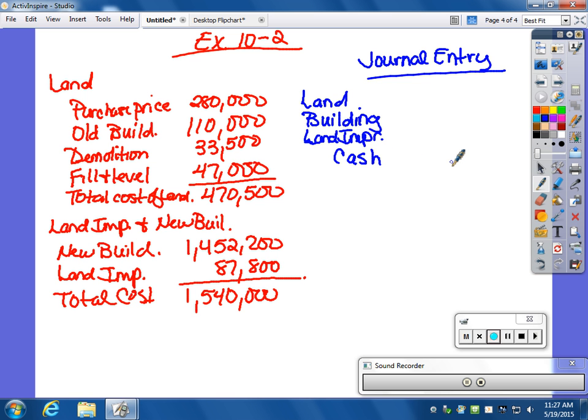How much was land? Look up here. 470,500. Building. 1,452,200. Isn't that what you have here? New building. Land improvement, 87,800. So that means cash is going to total out to what? 1,540,000. All these added together? It's way more than 1,540,000.